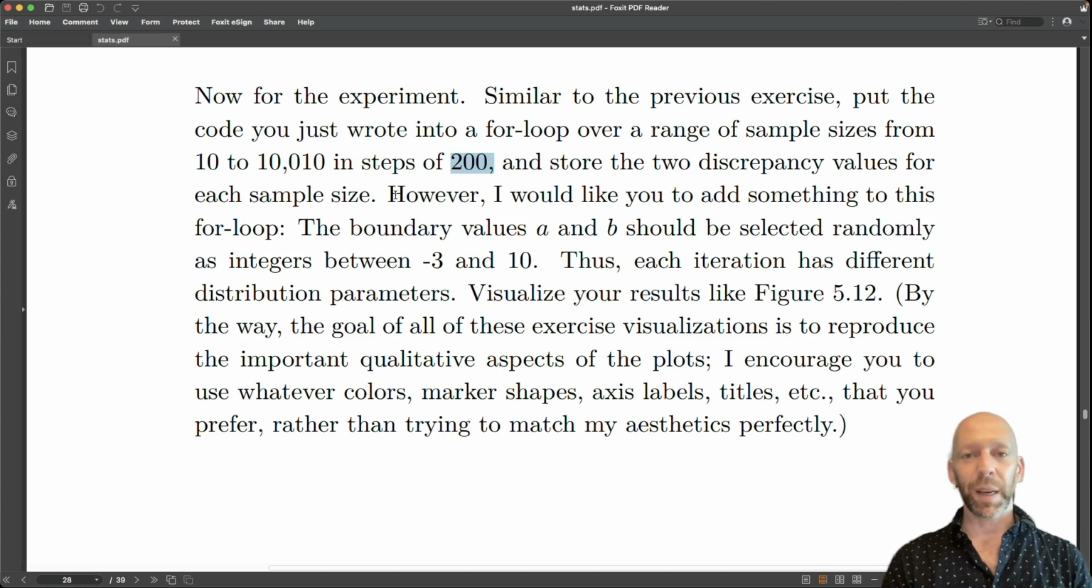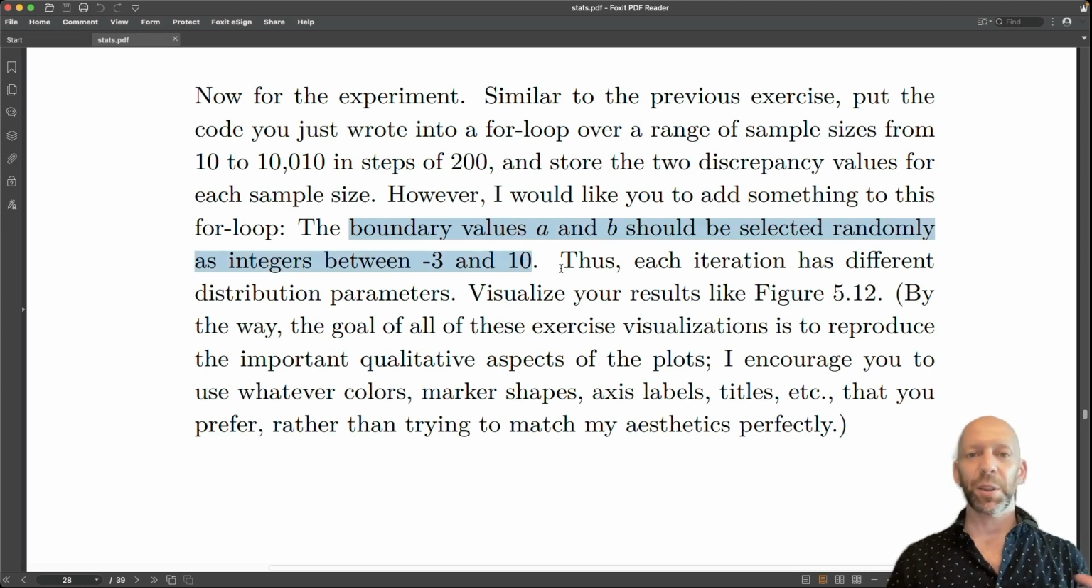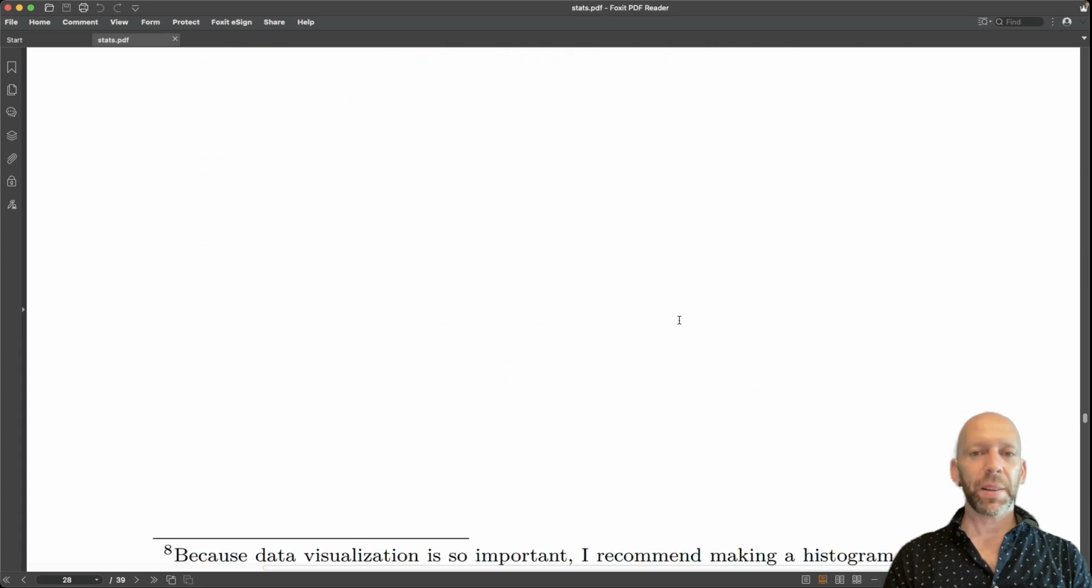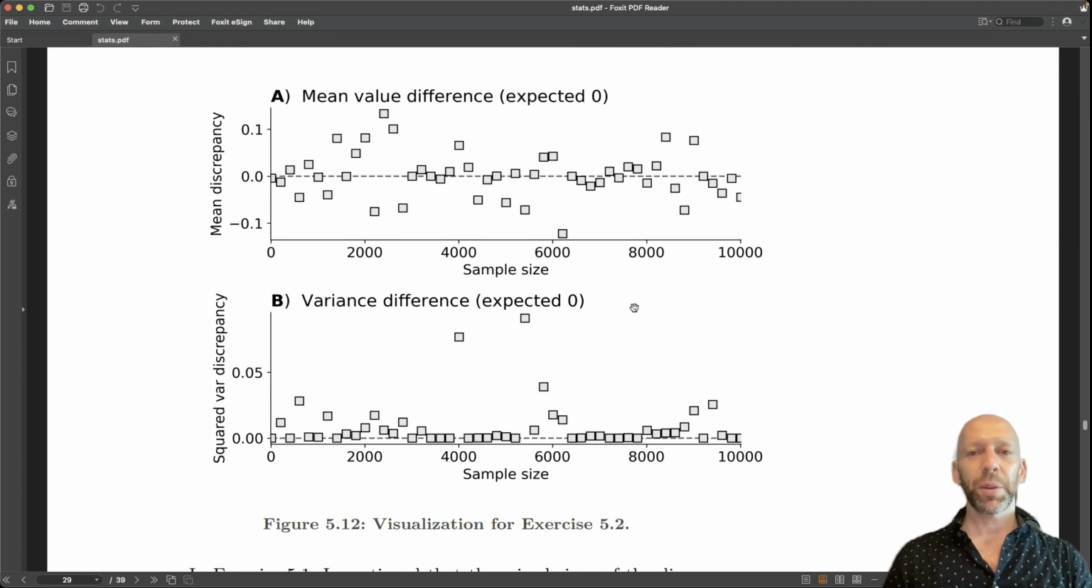Here I want to add something else. You define the boundary values A and B to be randomly selected integers between -3 and 10. That means every iteration is going to have numbers randomly sampled from a different uniform distribution. So the shape of the distribution is the same. It's always uniform, but the boundaries will range randomly somewhere between -3 and +10. And obviously, you have to set this up so that A, the left boundary, is always smaller than B, the right boundary. Then you want to visualize your results similar to how we visualized the results for exercise 1, and then draw some conclusions. So here is an example of what your plot might look like. Now I'm going to switch to Python.